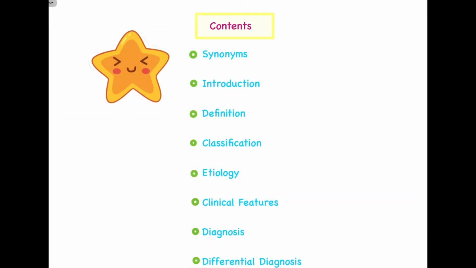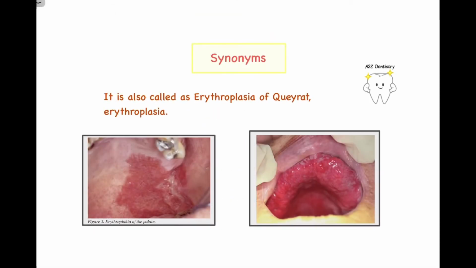Today we will be studying erythroplakia under the following subheads. The first one is synonyms, then introduction, definition, classification, etiology, clinical features, diagnosis and differential diagnosis. So let's understand the various synonyms for erythroplakia. Erythroplakia is also known as erythroplasia of Queyrat, and it is also known as erythroplasia.